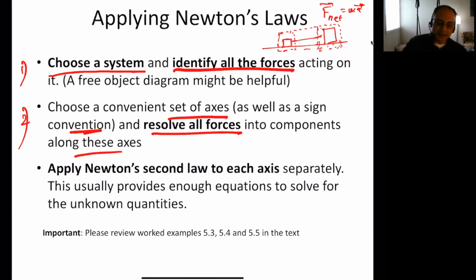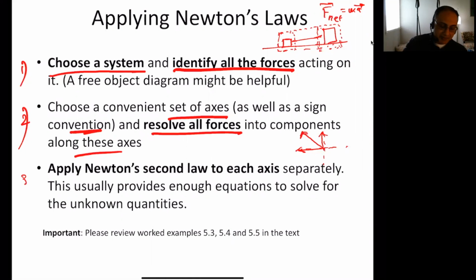So if you have an x-axis like this and a y-axis like this, and one of your forces happens to be in this direction like this, then you will have to break this force up into an x component along the x-axis that you're working with, and a y component along the y-axis that you're working with. Okay, so you want to resolve all the forces into components along these axes.